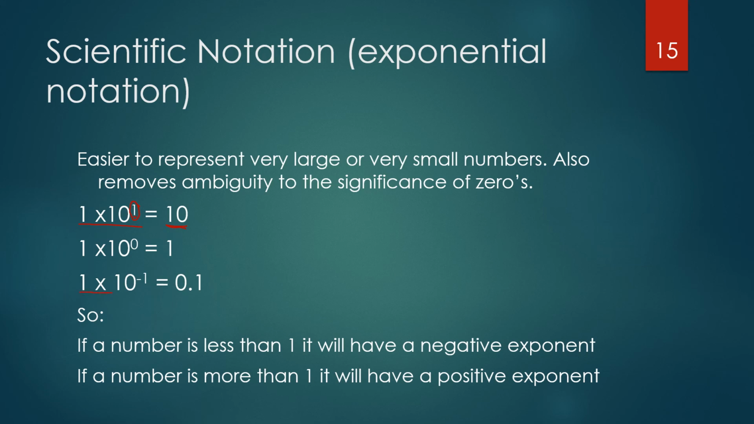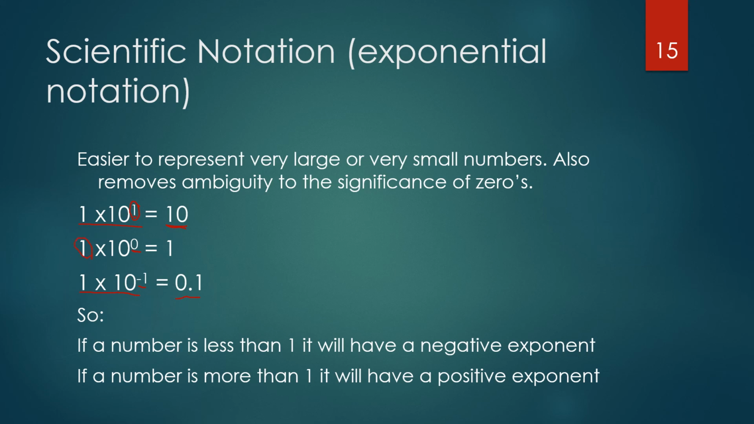In the very bottom example, I have 1 times 10 to the -1, so this time I have a negative exponent. And if you have a negative exponent, the normal notation version is always going to be less than 1. So that's why I get 0.1. The middle example, if you ever see a case where it's raised to the 0 power, it's just that number by itself.